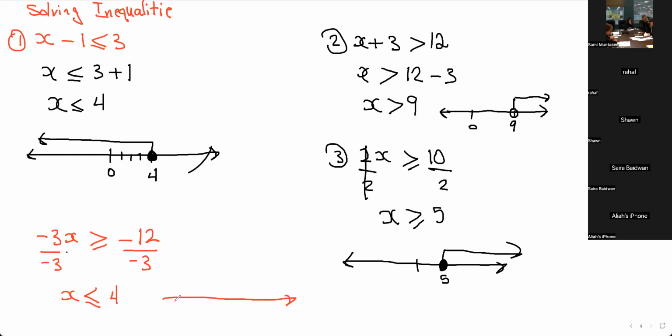And on the number line, if that's 0, 4 is somewhere around here. Now we shade the 4 right there, and it's less than or equal, so it's going this way. Any questions?